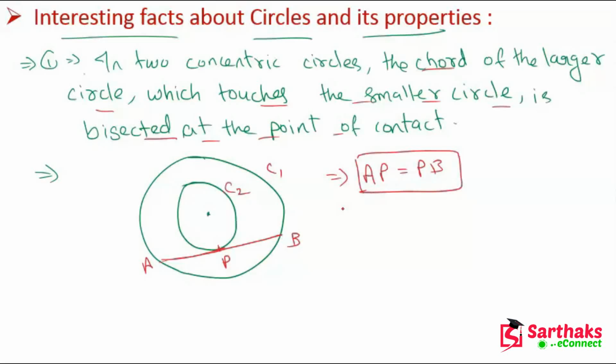Okay, so my dear friends, I hope you get this point, that when the chord of a circle touches the smaller circle in two concentric circles, that chord is bisected at the point of contact. At the point of what? At the point of contact. Okay, so now let's move to the second property.